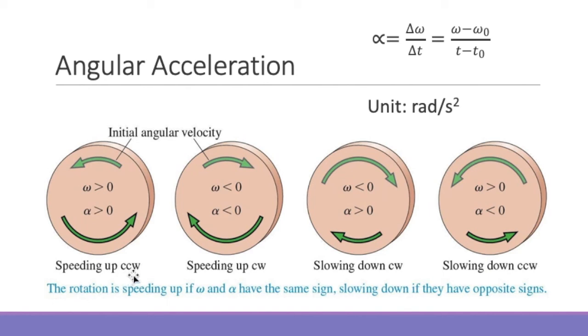So this example is speeding up counterclockwise. That would be both positive initial angular velocity and positive angular acceleration. Speeding up clockwise would mean both are negative. And then for opposite signs, we can have slowing down clockwise, which is a negative angular velocity and a positive angular acceleration, or slowing down counterclockwise, where the angular velocity is positive, but the angular acceleration is negative.